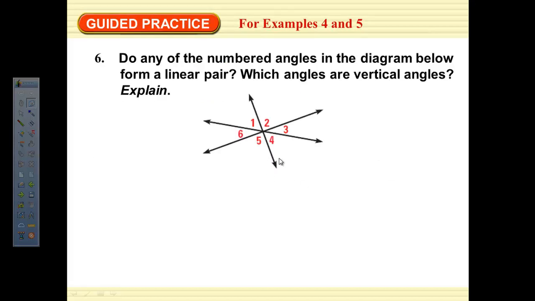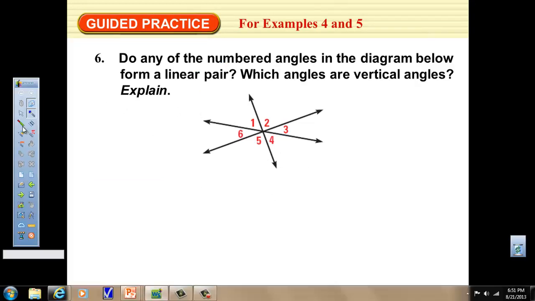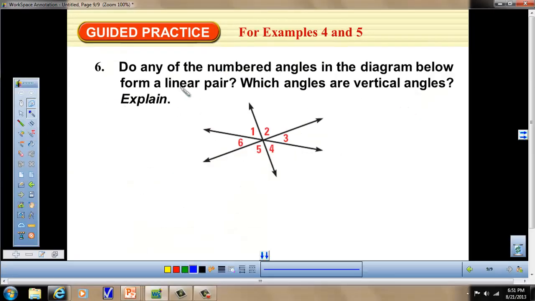All right, now we're going to look at angles that form a linear pair and angles that form vertical angles. Let's start with linear pair. If we look, I'm going to start with 1 and 2. Remember, it has to be adjacent angles that form a line. So 1 and 2 don't form a line. 2 and 3 don't form a line. 3 and 4 don't form a line. 4 and 5 don't form a line.